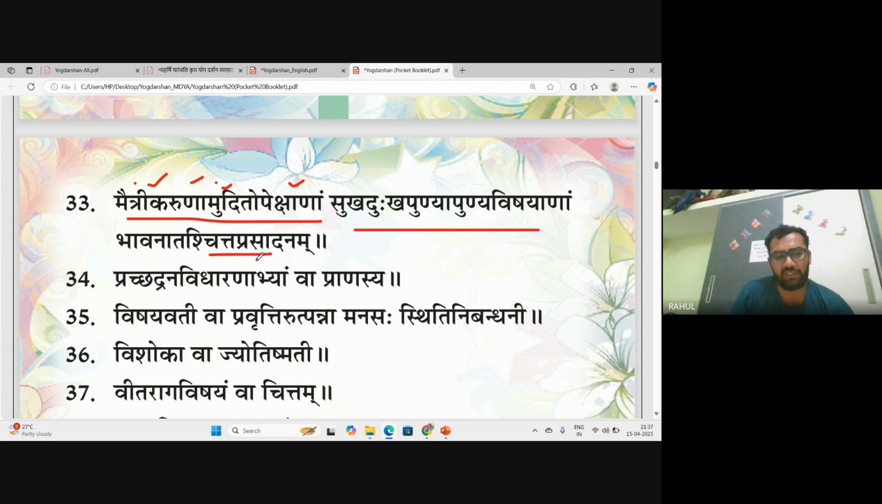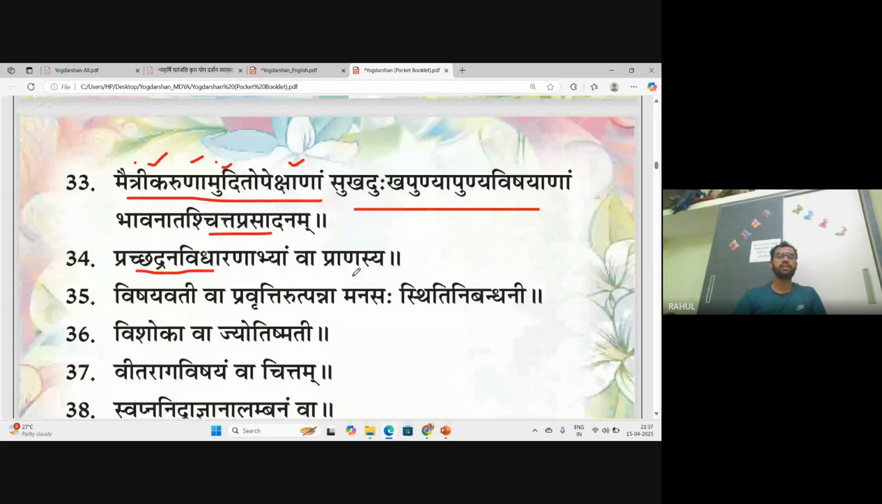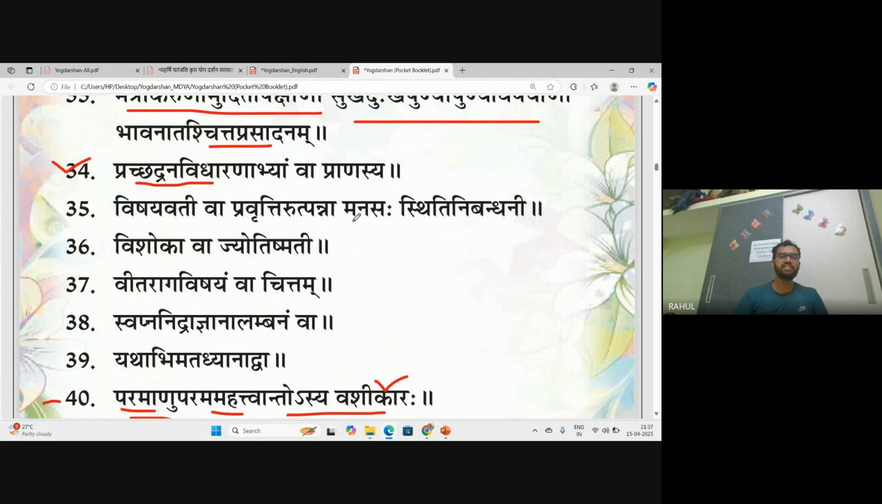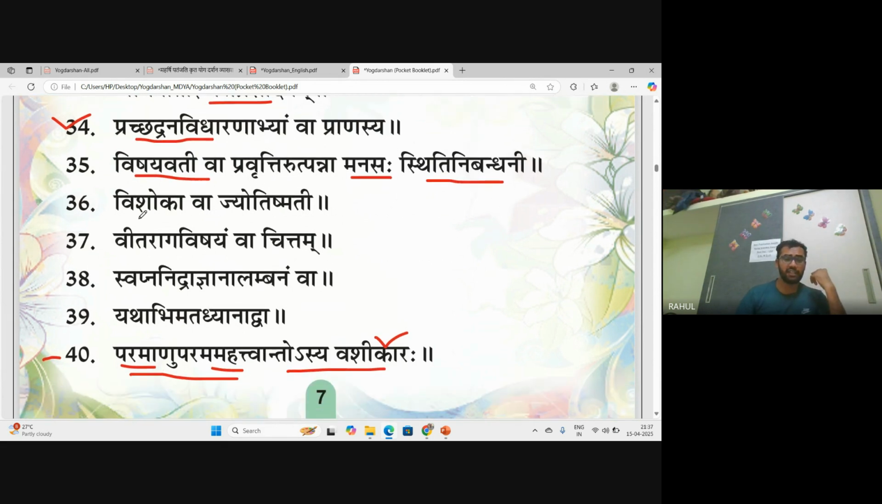If we control our prana, exhaling and holding, in this way also we can control our chitta. If we attach our mind with spiritual objects, then also we can control our chitta. If we attach our chitta with the luminous soul, that soul which is free from sorrow, then also we can control our chitta.